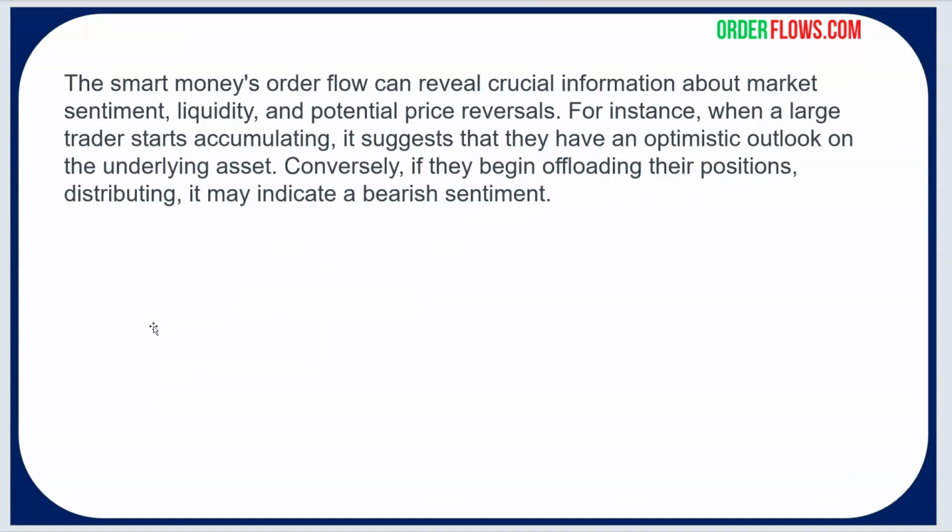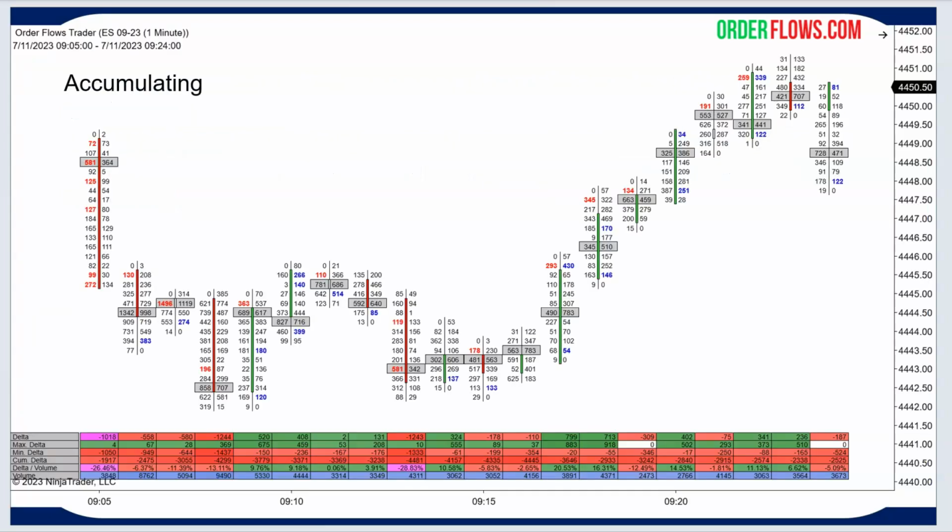Now, the smart money's order flow can reveal crucial information about market sentiment, liquidity, and potential price reversals. So for instance, when a large trader starts accumulating, it suggests they have an optimistic outlook on the underlying asset or market, right? Conversely, if they begin offloading their positions, distributing it, it's going to indicate a bearish sentiment. So what are some of the signs of accumulating?